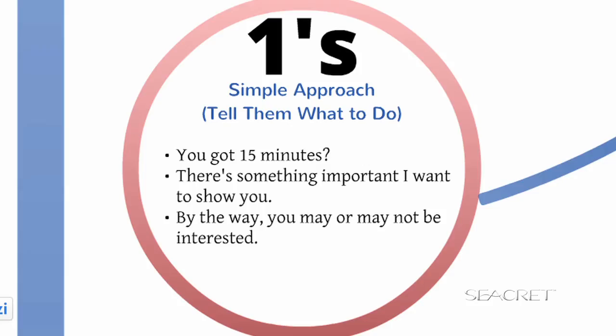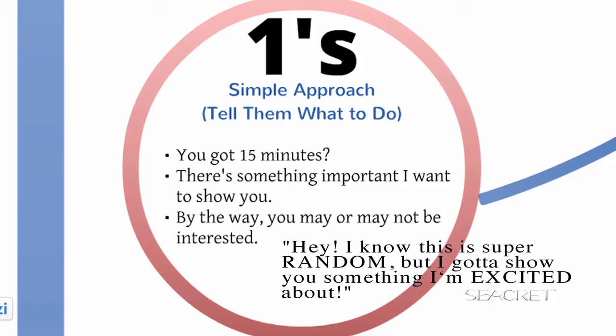Very simple. 1s, actually don't even write this down because I have an easier one for the 1s. Very simple. Hey, I know this is super random, but I got to show you something I'm excited about. That's it. Why? Because they're 1s. They look up to you. You could just tell them to sign up. They'll probably sign up anyways because they look up to you, right? But the approach is very simple. You could use this on anyone, by the way. You could use it on somebody in the elevator.